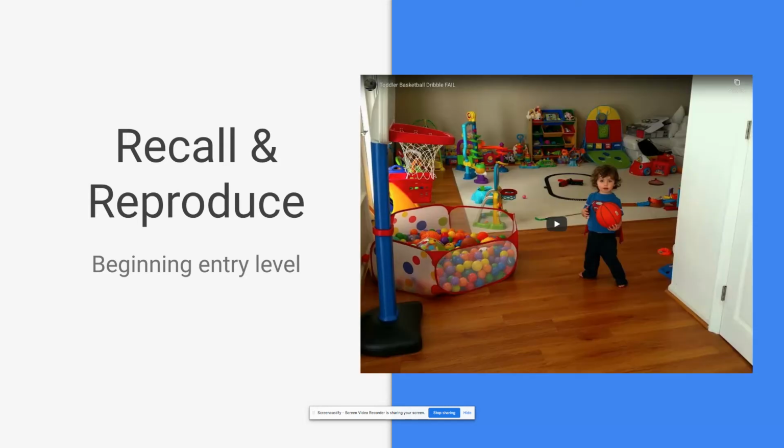So the recall and reproduce level is really the beginning entry level. You know the skills, you know the concepts, you can talk about them, but that's about all you know. It's very basic. So I equate this to learning basketball. So here is an example of somebody at the level 1 of basketball.